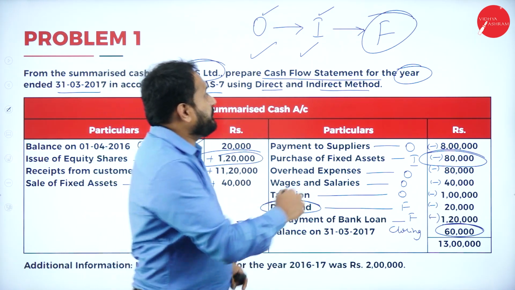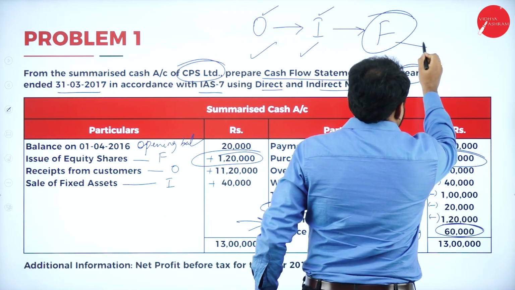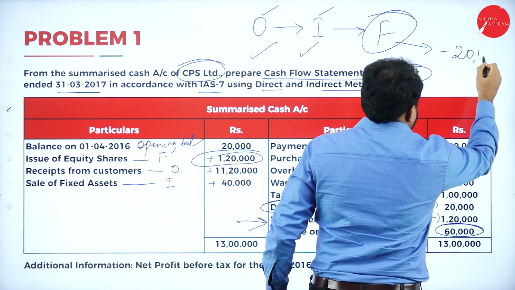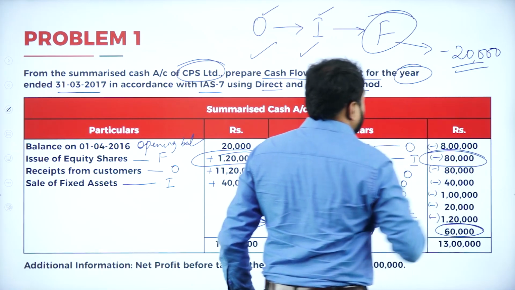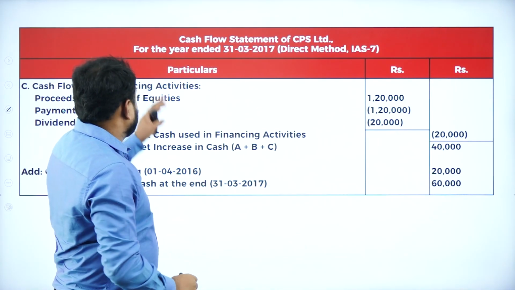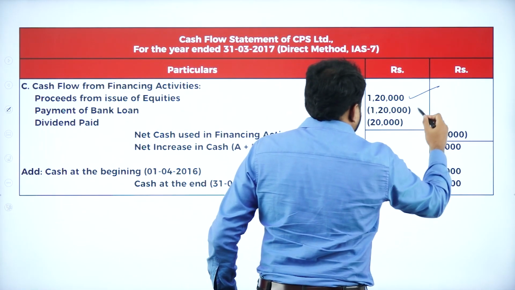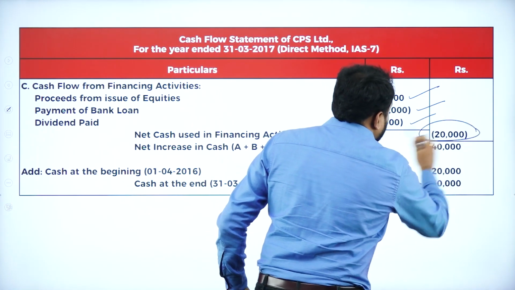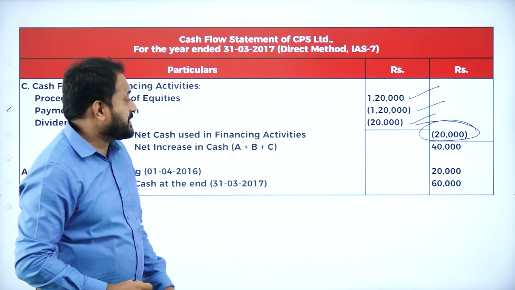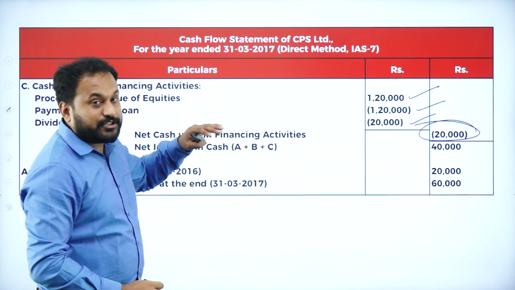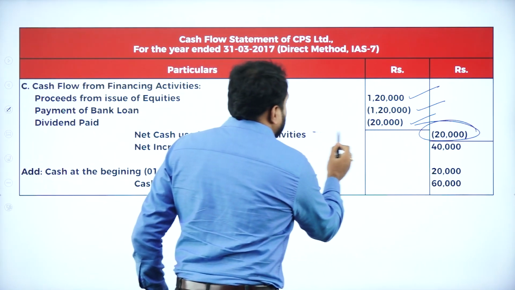So the entire finance will be how much? The finance will be minus 20,000. So I'll write it here. So 1,20,000 I have got here, minus. So we got minus 20,000 as my net cash which is used as financing activity.